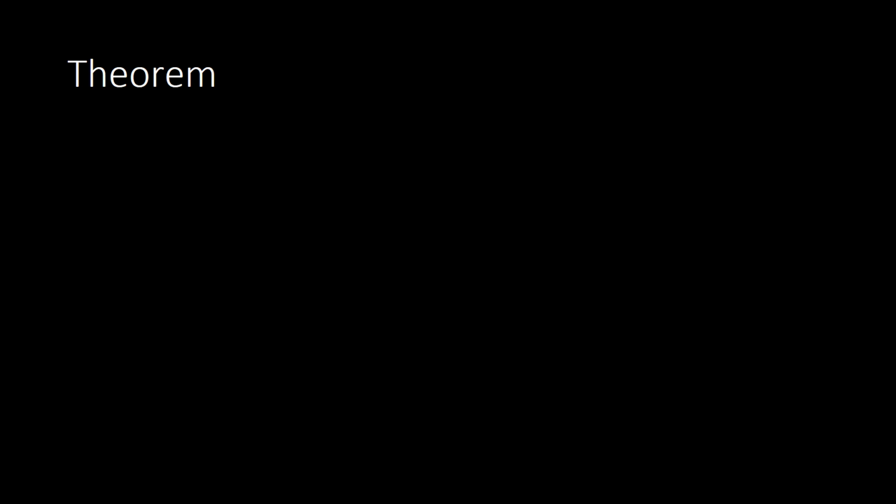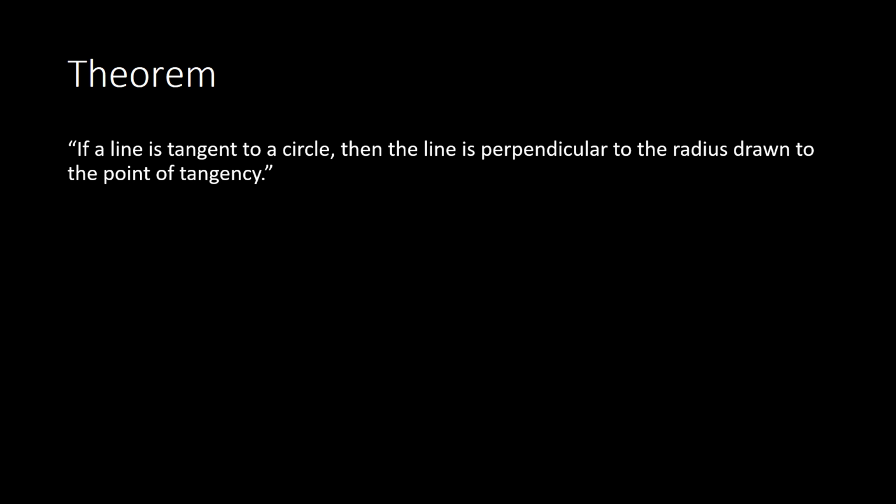Next, we have a theorem. And this theorem says that if a line is tangent to a circle, then the line is perpendicular to the radius drawn to the point of tangency. So to illustrate, here we have a circle, and we have a tangent line drawn to the circle. If we were to draw a radius from the center to that point of tangency, then we have a right angle. It's going to be perpendicular.